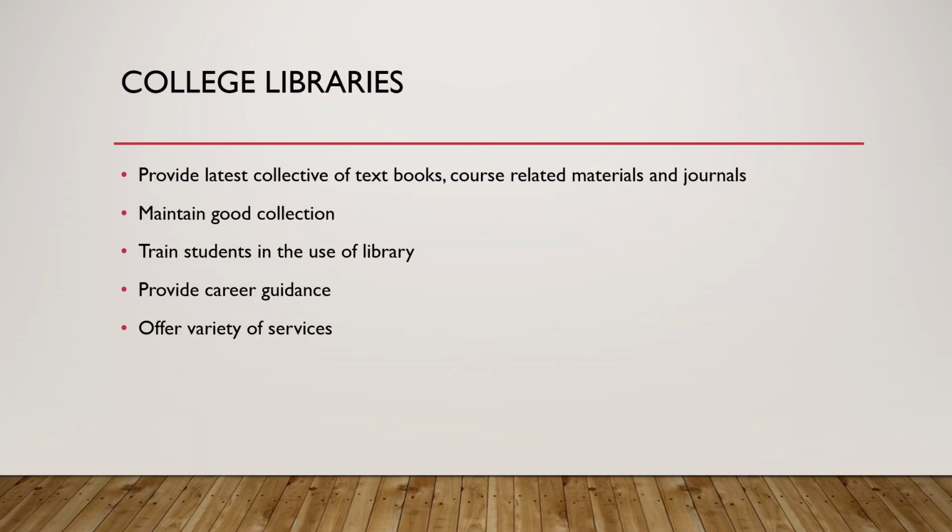For the college libraries, the first one is it provides the latest collection of textbooks, course-related materials, and journals on printed and electronic media. It maintains good collections of reference books, magazines, newspapers, and other related materials. It also trains students in the use of library cataloging, reference sources, and web-based information, and others. It provides career guidance for the students, and it offers a variety of services that includes newspaper clippings, bibliographies, and access to databases.